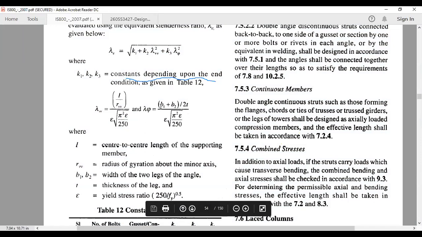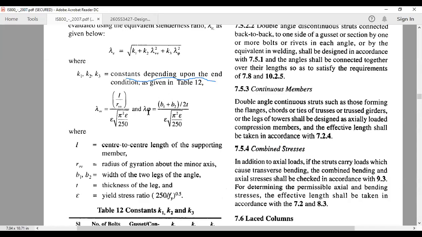Now B1, B2 are the widths of the two legs of the angle section. In case of an equal angle section, B1 will be equal to B2, or else B1 and B2 will be different. So use that value of B1, B2 from our steel table. On that basis we'll come to know what B1 and B2 are, and go for finding lambda phi.